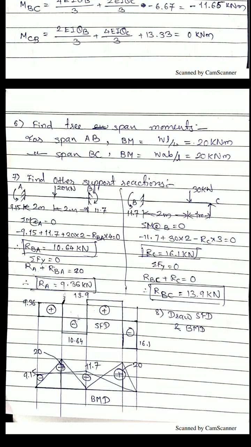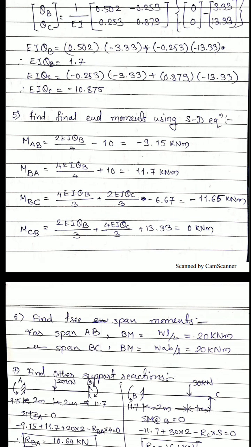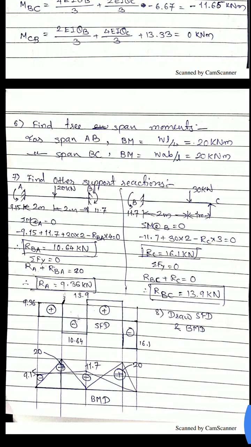Once again, SFD is very simple for this. For the bending moment diagram, you can see over here you have to draw the free span moment first, which we have taken as a positive value, that is sagging bending moment, and the next one is the remaining bending moment, that is hogging bending moment. We have calculated these as the final end moments in step number 5. Those particular values have to be included in the bending moment diagram.